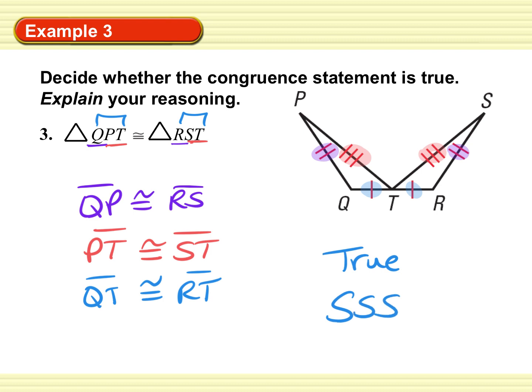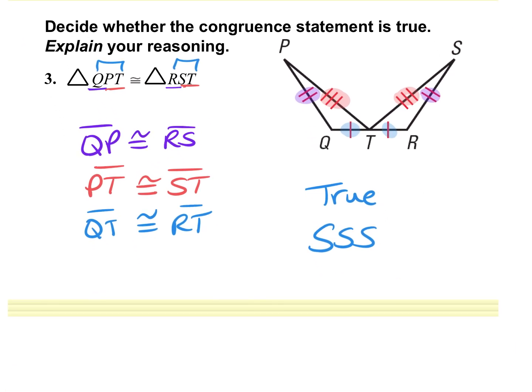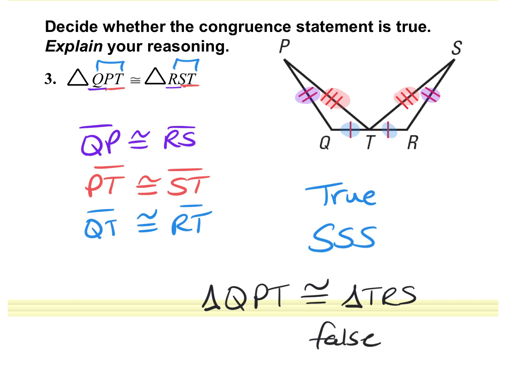Now, let's say instead, even though we had this same picture with the same markings, if they would have said something like, is this congruency statement true? QPT, same beginning, congruent to triangle TRS, this would be false because the corresponding sides wouldn't be in the correct order. So if they gave you something like this, again, you got to check. You can't just look and see, oh, it looks like they all have the same markings. It'll be congruent. But if they have not listed that statement correctly, then you would have to say false.